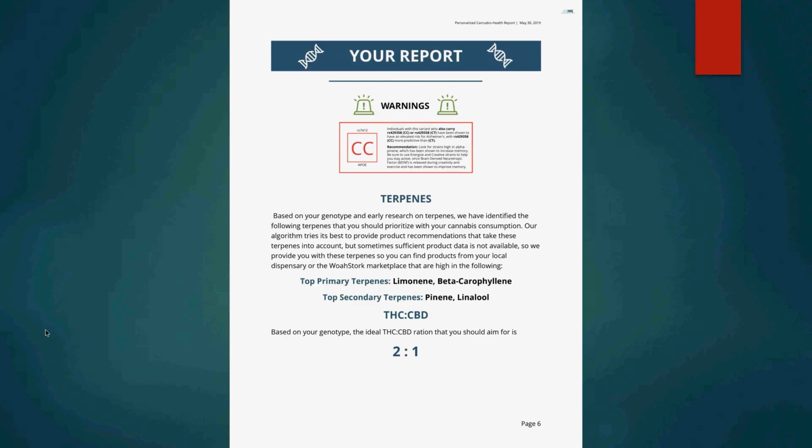Let's look at the terpenes here. So this person's report says their top primary terpenes: limonene, beta-carotene. Now, you don't need to know what these all do, what they all are, where they come from. You don't need to know that when you get this report. All you need to know is these names. Okay, and the secondary terpenes are pinene and linalool. If each of you took this report, depending on your DNA makeup, some of you may say limonene and beta-carotene is the primary, like it does here, or may say linalool and limonene, pinene, beta-carotene. It may be mixed and matched.